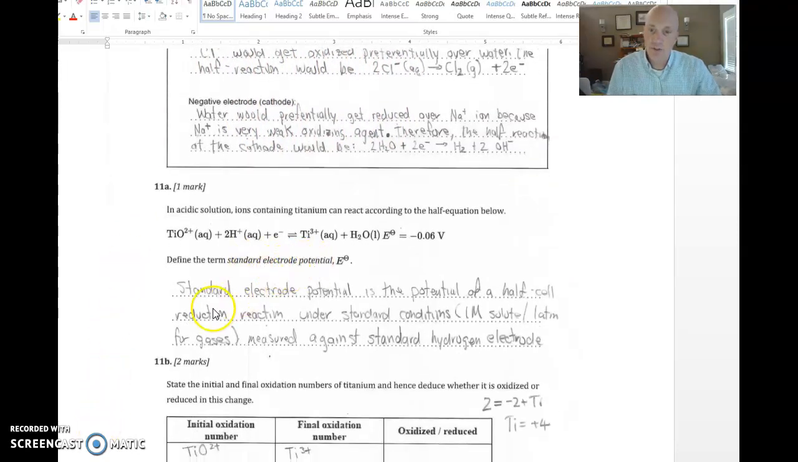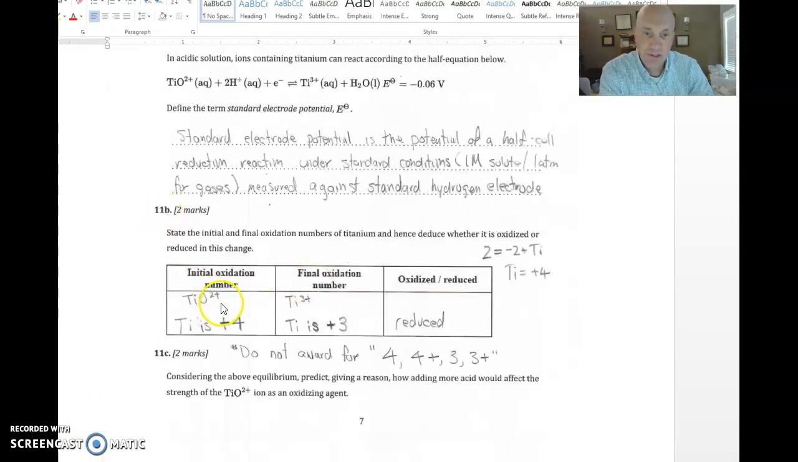All right, so standard electrode potential, just the definition. It's the electrode potential in a half-cell reduction reaction under standard conditions when you're measuring it against the standard hydrogen electrode. All right, and remember to include the conditions. If it's a solution, it's got to be 1 molar. If it's a gas, it's got to be at 1 atmosphere of pressure. All right, and if you were to say here, instead of 1 atmosphere, say 100 kilopascals, that would also be acceptable.